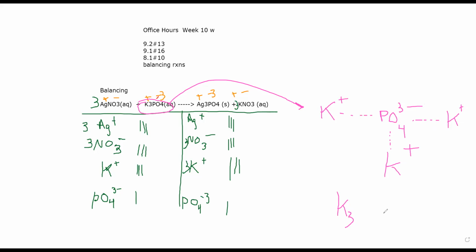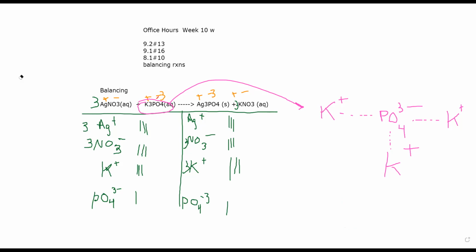If I wrote something like K3, this suggests that those 3 potassiums are somehow linked to each other, right? And what I'm trying to communicate is this ionic compound here. So it's not really a K3. It's only K3 in the context of it being an ionic compound. The K3 is only when it's 3 K plus being attracted to phosphate.